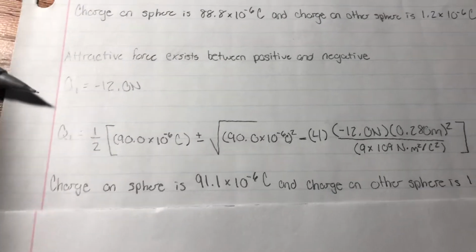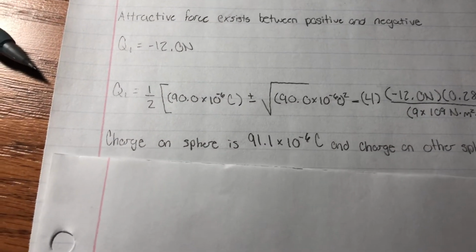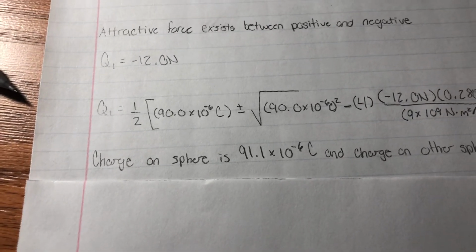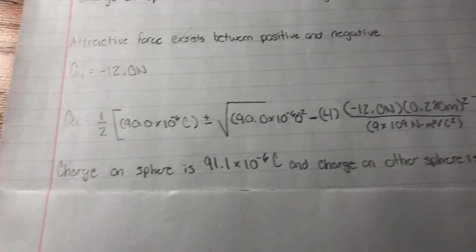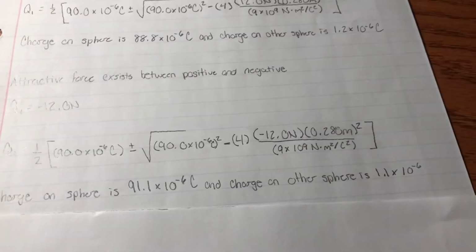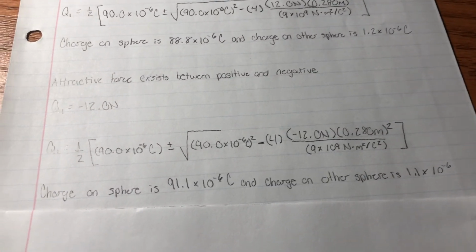After calculations, you will receive that the charge on one sphere is 91.1 times 10 to the negative 6 coulombs, and the charge on the other is going to be 1.1 times 10 to the negative 6 coulombs.